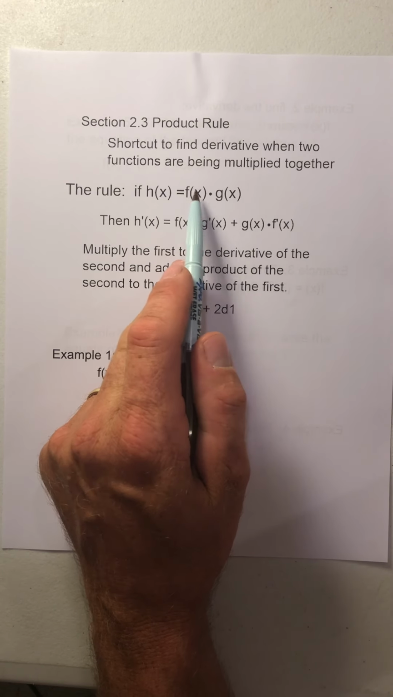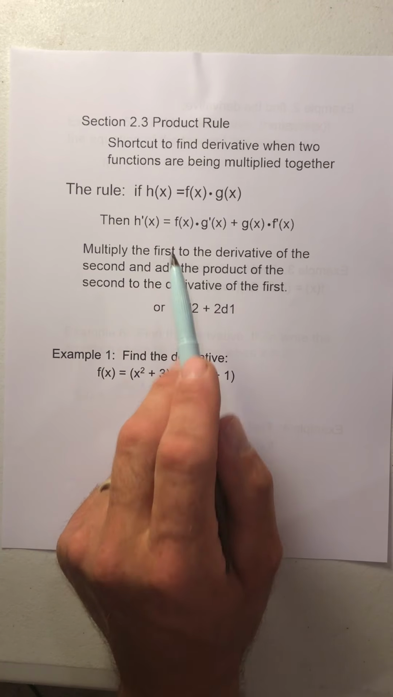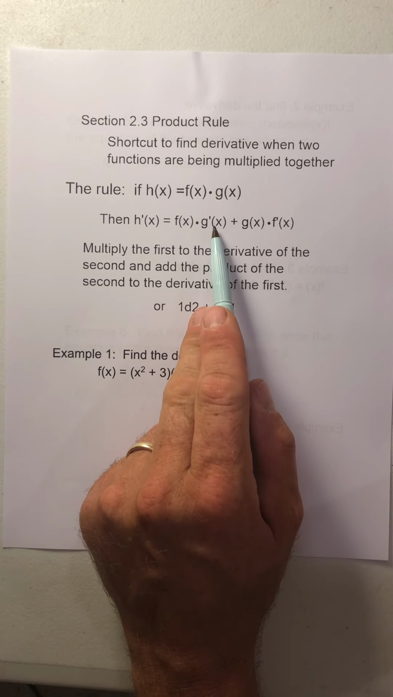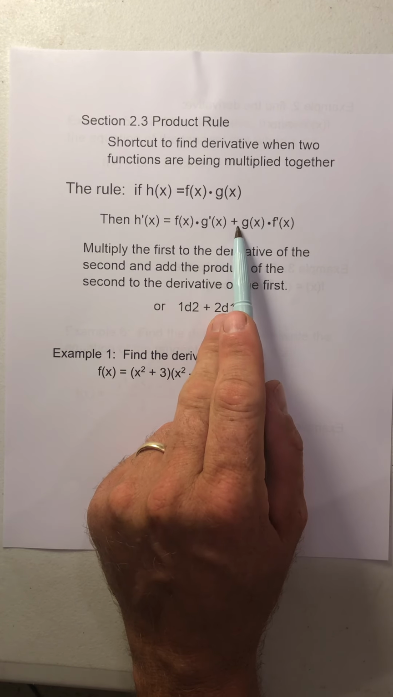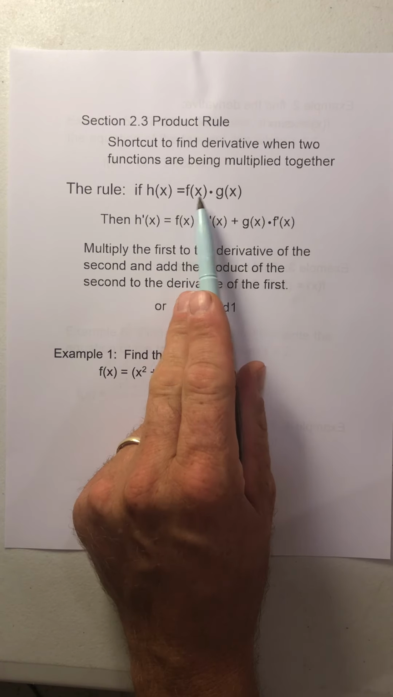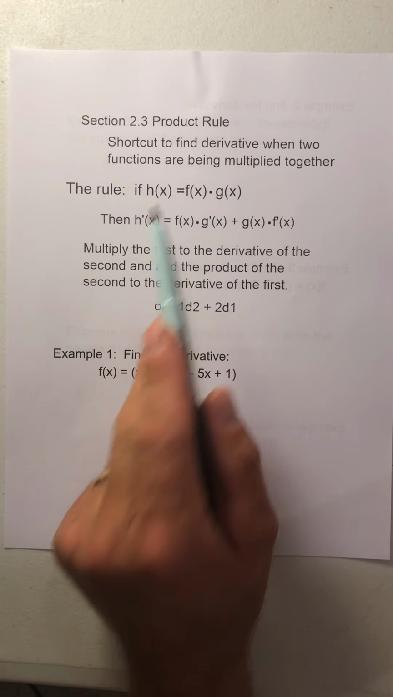So our rule, if we're given h of x equals f of x times g of x, so we have two functions in the same variable of x, and we're being multiplied together, then h prime is going to be f of x times g prime of x, and to that we're going to add g of x times f prime of x. So we multiply the first to the derivative of the second, and then we add the second times the derivative of the first.